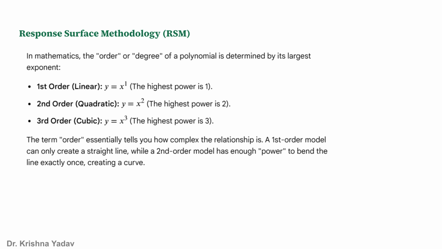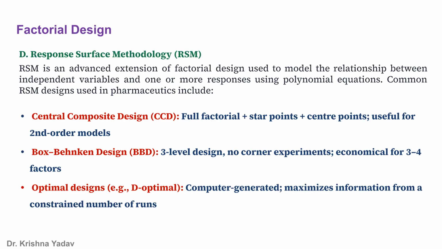RSM is based on a second-order polynomial equation, which includes linear terms, 2-factor interaction terms, and quadratic terms, allowing it to capture the nonlinear relationship between factors and responses. Common RSM designs include central composite design, which uses factorial, star, and center points, Box-Behnken design, a 3-level design without corner experiments, and optimal designs, which are computer-generated to maximize information from limited runs.